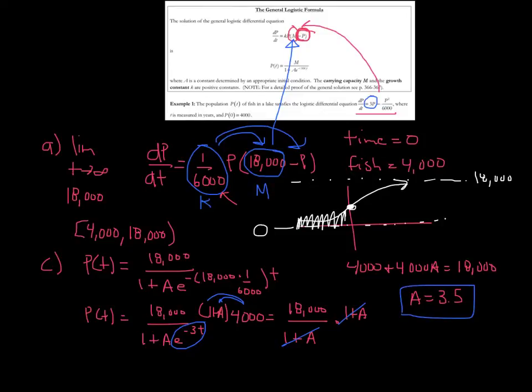So we can go back and plug in our final answer for P of t is going to be 18,000 over 1 plus 3.5 e to the negative 3t. And that is your answer for part C.